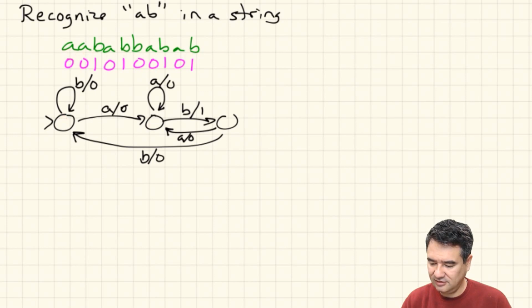So if we start over here, if I'm working from the left-hand side, if I see an A, I output a 0. If I see another A, I output a 0. Then a B, output a 1. A, output 0. B, output 1. B, output 0. A, 0. B, 1. A, 0. B, 1. Right? So this Mealy machine recognizes as many ABs as appear in a string. Okay, but what if we want to do something a little more complex than that?